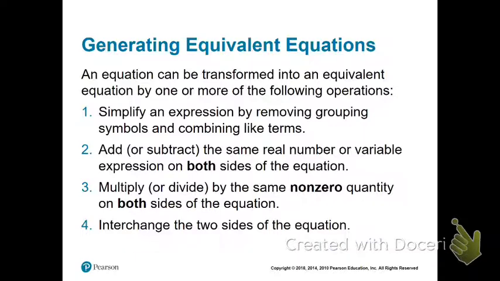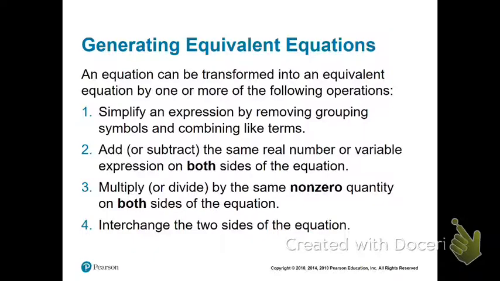Then you're going to add or subtract the same real number or variable expression on both sides of the equation. So you're going to move what's being added or subtracted to that x value. Then you're going to multiply or divide by the same non-zero quantity on both sides of the equation. And then we can interchange the two sides of the equation if needed. So if you like x being on the left but your x is on the right, you can just switch it around.